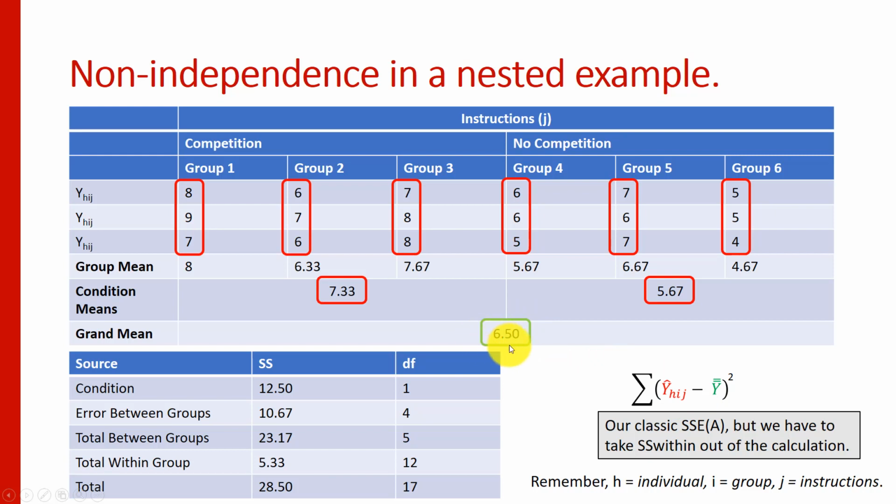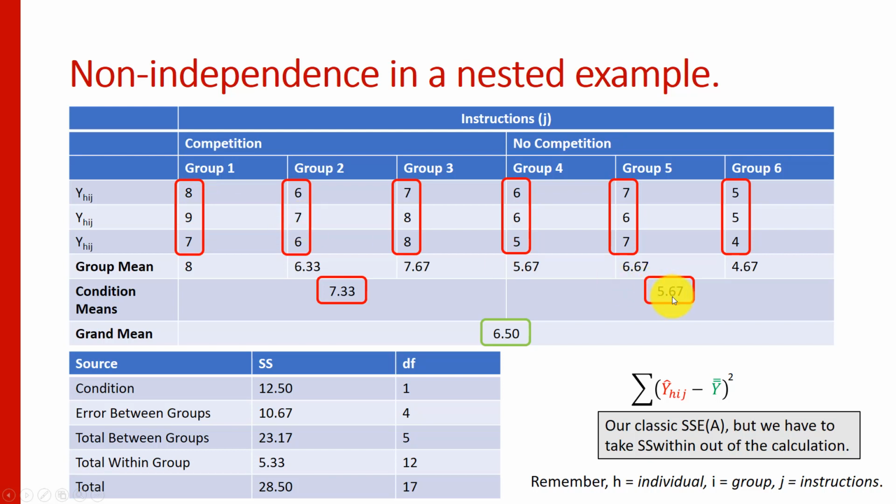If we were to just estimate the mean of means for everyone and calculate those sum of squared errors, what we're going to have then is 7.33 as our estimate for every person in every group who received the competitive instructions. So for this person, the model's prediction would be 7.33. For this person, it would be 7.33. For this person, it would be 7.33.